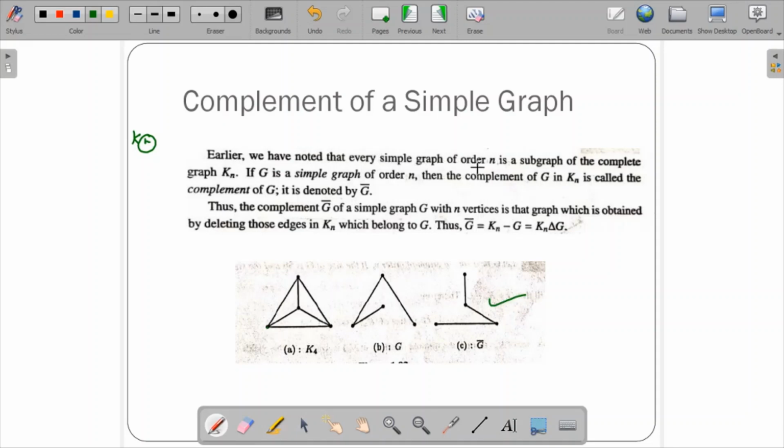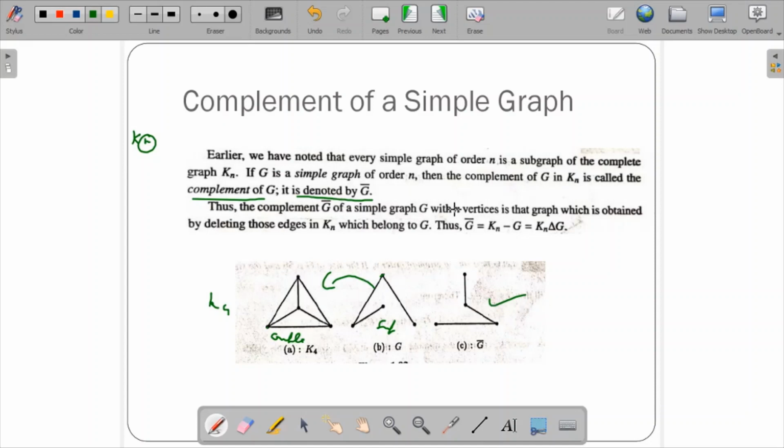So every simple graph of order n is a subgraph of the complete graph Kn. So this is the simple graph and this is the complete graph. Okay, so this definition is very important. This is represented as K4. So a simple graph of order n is a subgraph of the complete graph. If G is the simple graph of order n, then the complement of G in Kn is called the complement of G, that is nothing but the complement of a simple graph, and it is denoted by G bar. So subtracting this from this graph would give you this.